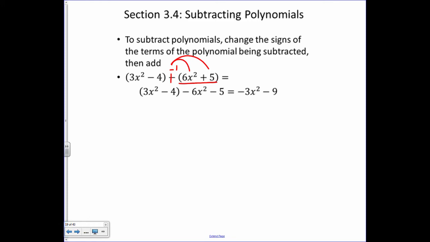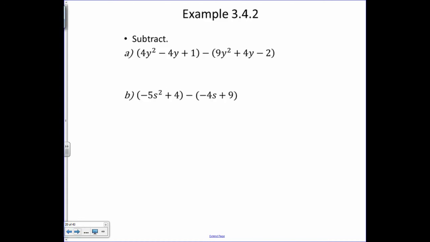And so we get 3x squared minus 4 minus 6x squared minus 5. And then when we add our like terms, 3x squared minus 6x squared is minus 3x squared. And negative 4 minus 5 is negative 9. And so whenever you subtract polynomials, remember that you're going to be distributing that negative sign to the entire polynomial that's being subtracted. So let's practice this. Here we want to subtract these two polynomials.